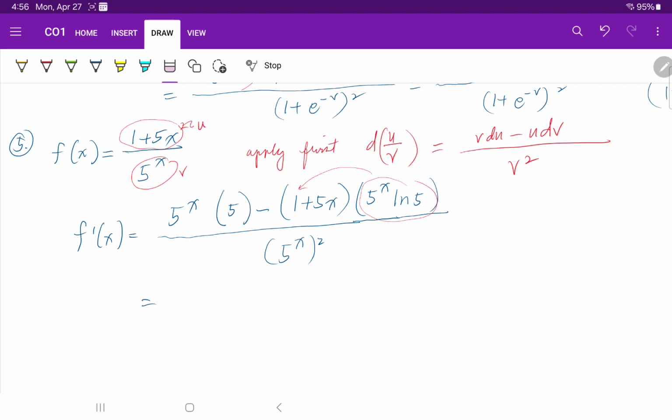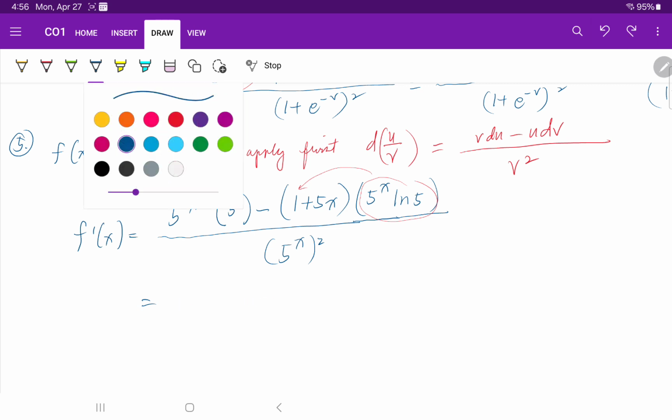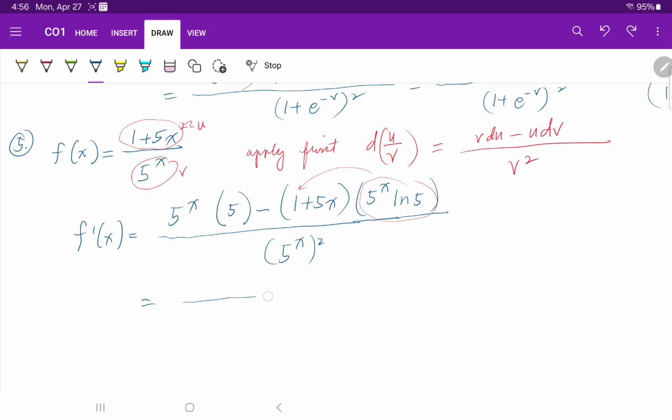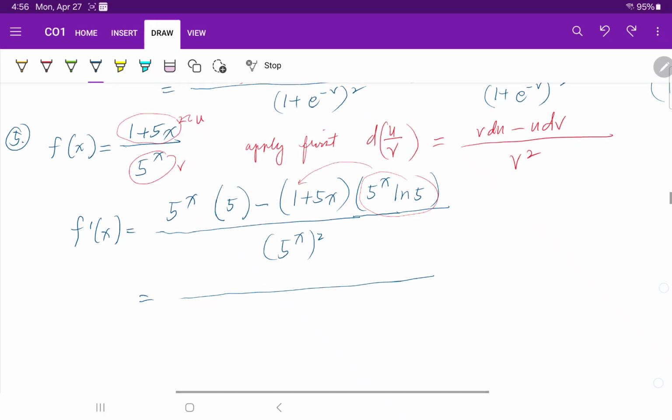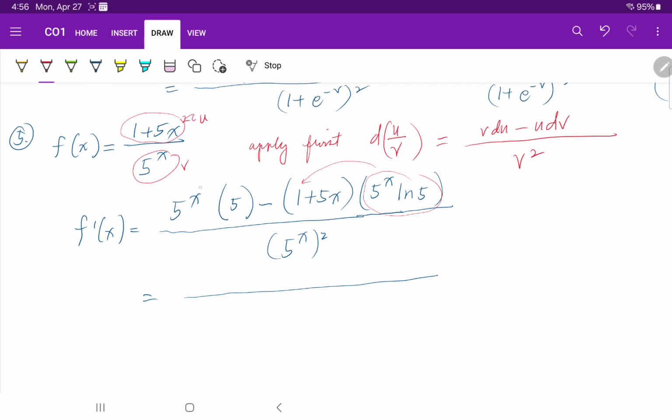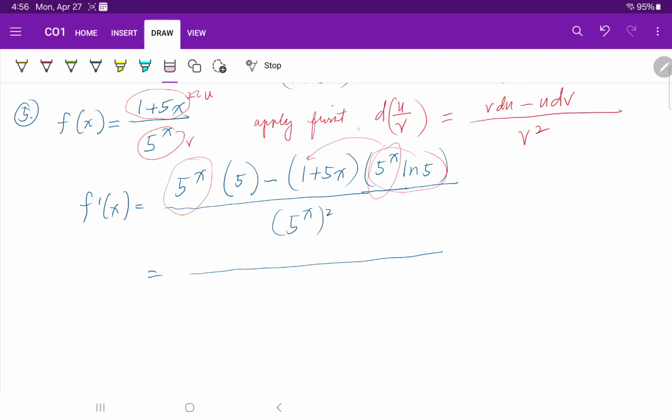Hold on. So I told you there are times when we could not see which one is common. But later on, you'll see the common factor. So 5 to the x is here. Right? You can see 5 to the x here, and there's also 5 to the x here. So we say that 5 to the x is common.